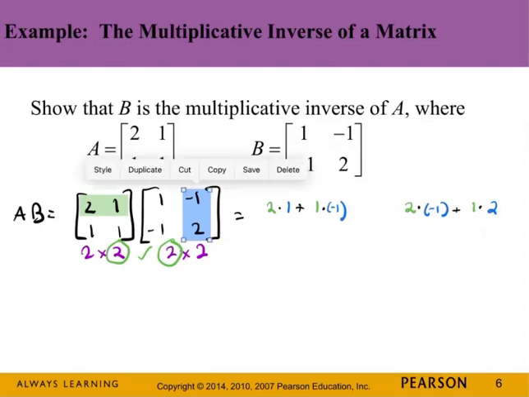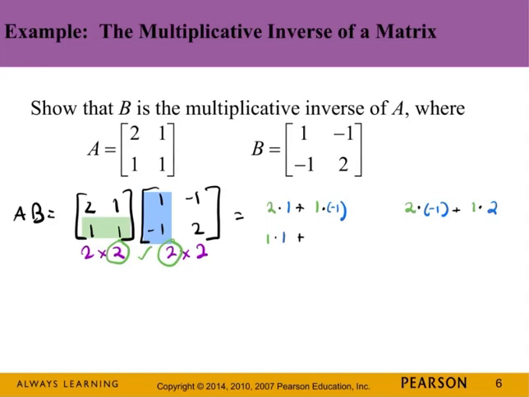Okay, so then we reset. This guy resets to the first column, and this is now our second row. So we're going to say this row times this column. So we go green. It's going to be 1 times 1 plus 1 times negative 1. Then for entry 2, 2, we use the second row times the second column: 1 times negative 1 plus 1 times 2.